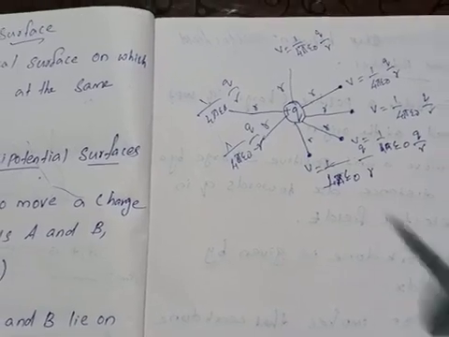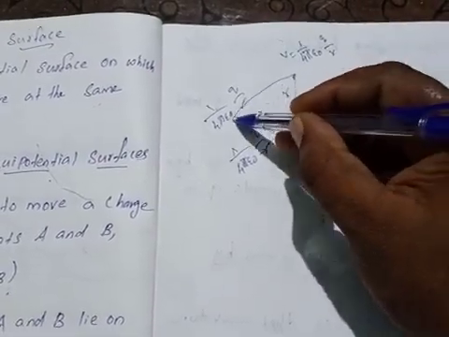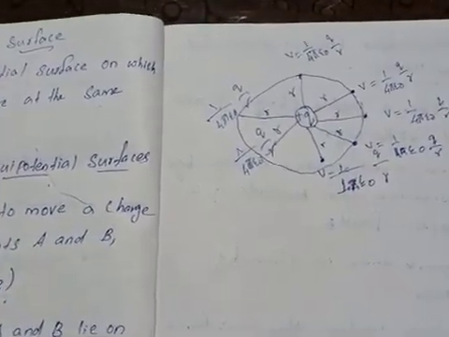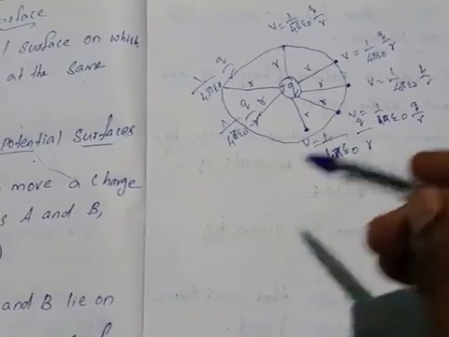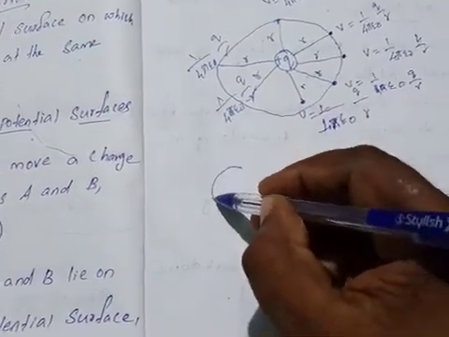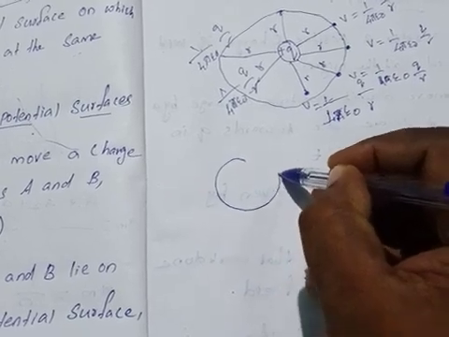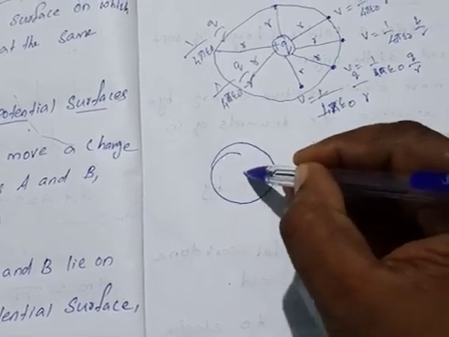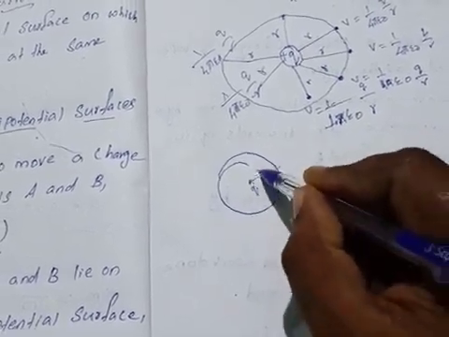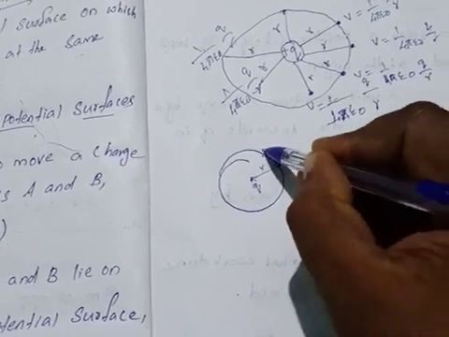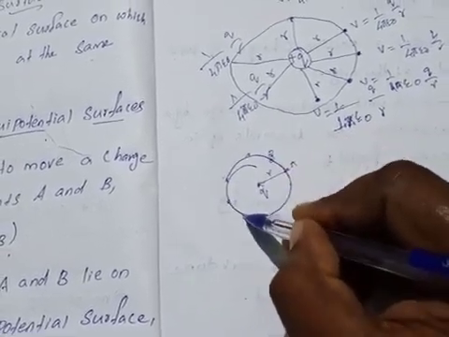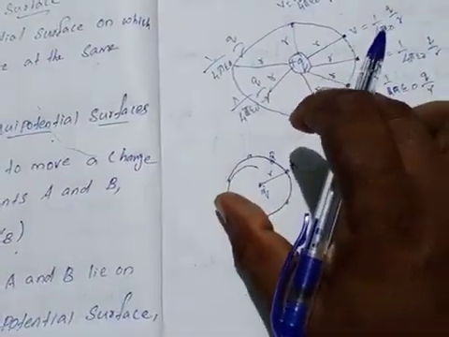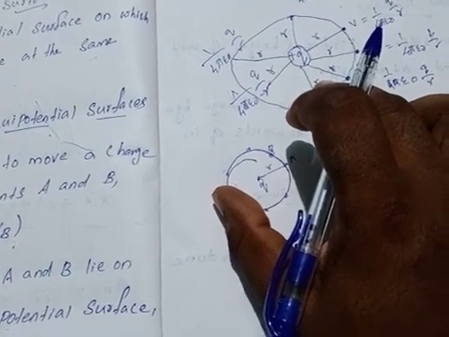Now if you connect all these points, we will get an imaginary sphere. We will get a sphere, isn't it? So here is Q at a distance R. Every point A, B, C, D, every point, the potential will be the same. So this surface we can call an equipotential surface.